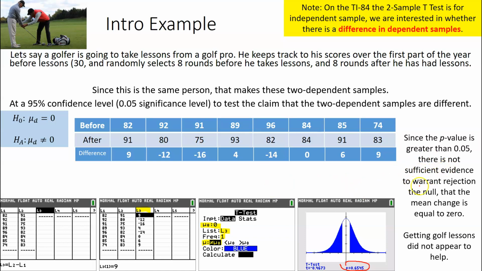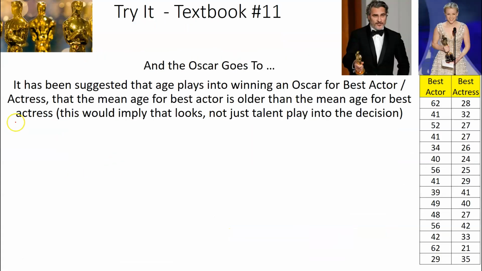Okay, so there's not sufficient evidence to warrant rejecting the null that the mean change is equal to 0. So what's the application statement then? The application statement would be that the golfing lessons for this guy just didn't seem to help. I'm not saying golf lessons don't help. I'm just saying they didn't seem to help this guy. And that's a matched pairs or a dependent sample. So it's dependent. You've got to have two sets of data, two samples, and you're comparing them, checking to see if there's been a change. Matched pairs hypothesis test.